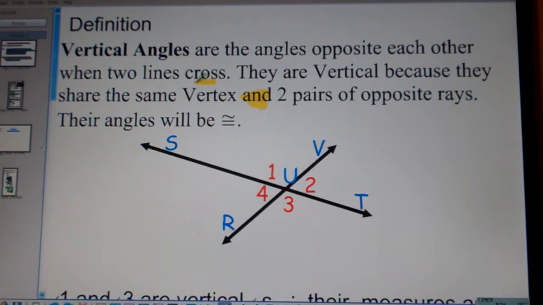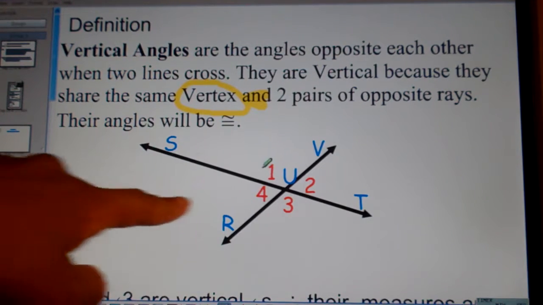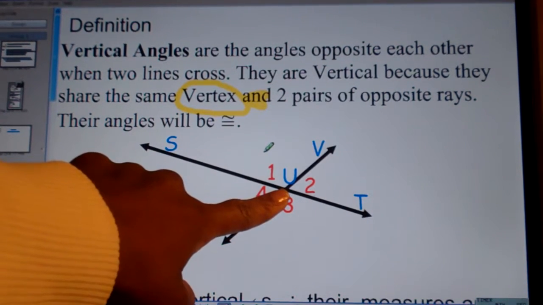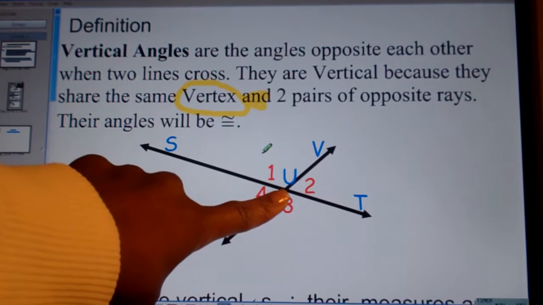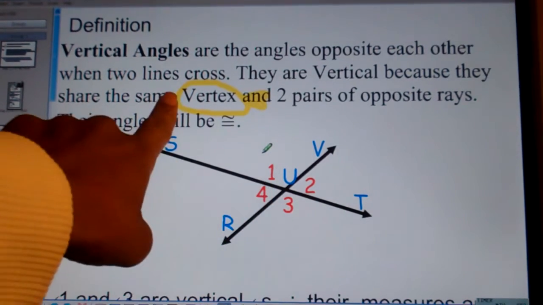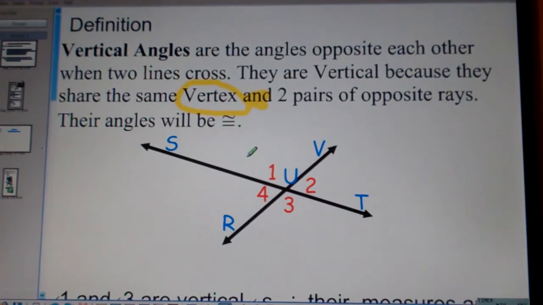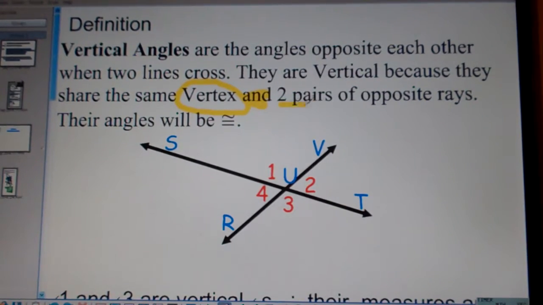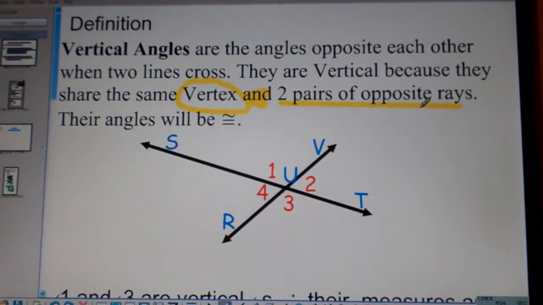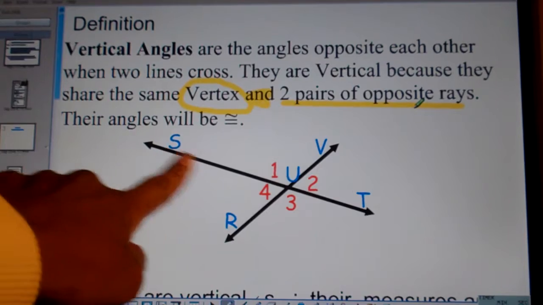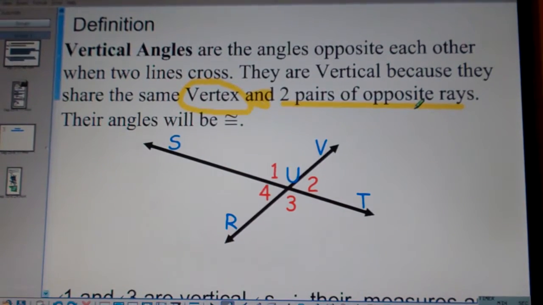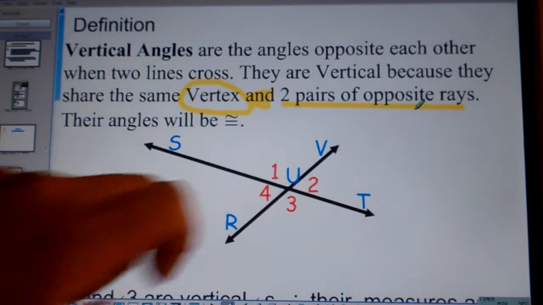Number 1, they share the same vertex. The vertex that they share, or their point of intersection, is point U. So first of all, they share the same vertex, and they have not just one but two pairs of opposite rays. What are the opposite rays? Well, first of all, we have two lines. Line ST is the first line, and the second line is RV.